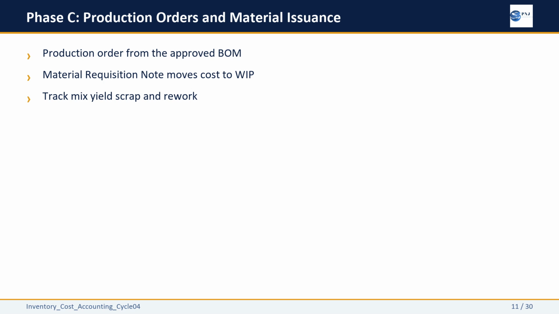Phase C is where production happens and costs accumulate. A production order is raised from the approved BOM, specifying quantity, dates, and standard requirements. Raw materials are released against a material requisition note, the MRN, and the cost moves from raw materials into work in process, WIP. Along the way you track mix when products blend several inputs, yield for output obtained from input, and scrap and rework. Excess requisitions above the BOM standard need supervisor approval and get flagged as usage variances.